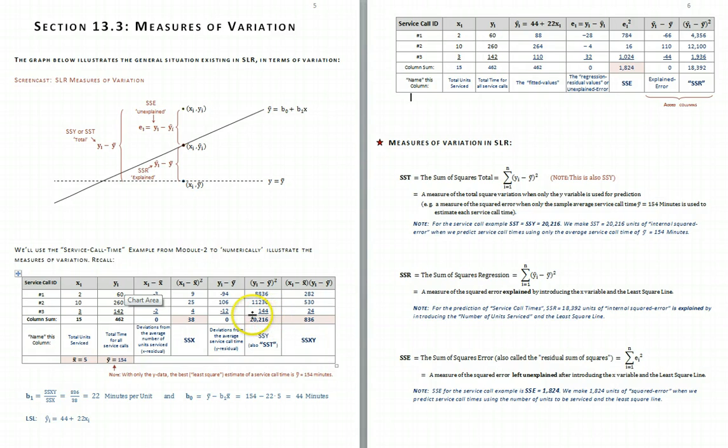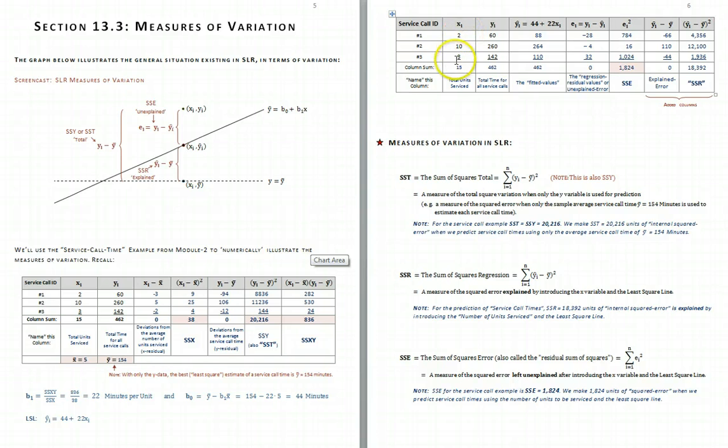Remember, up here we described that SSY quantity, or SST quantity, as the total amount of variation that exists before we introduce the x variable, in this case the number of units being serviced in a service call variable, and the simple linear regression line. So SST again is 20,216. Here are the products of the x residuals with the y residuals. When we sum those up, we get SSXY. And here are some quantities we could compute using SSX, SSY, and SSXY.